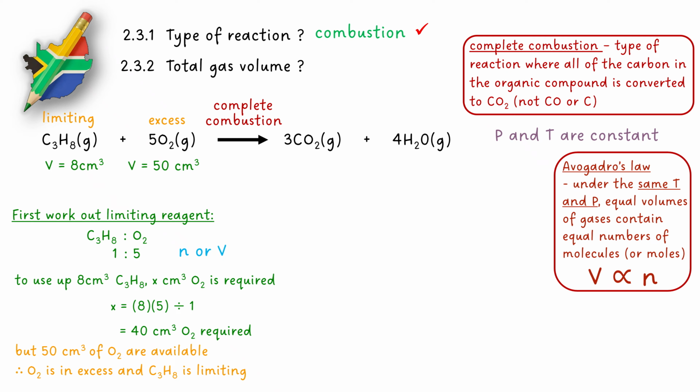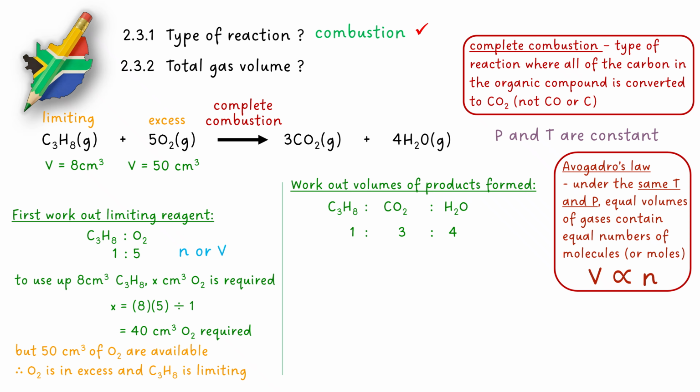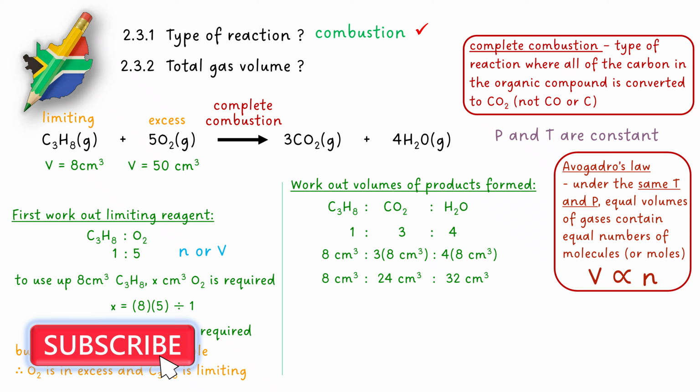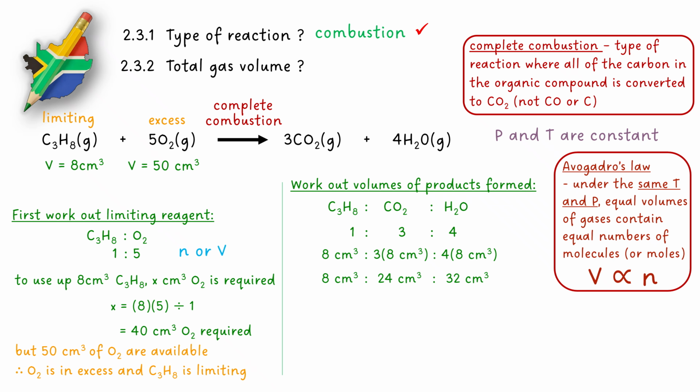Remember, it is the limiting reagent which influences the amounts of the products which can form. Now we can use the limiting reagent to work out the volumes of the products which form. From the stoichiometry, 1 mole of propane produces 3 moles of carbon dioxide and 4 moles of water. So by Avogadro's law, 8 cm³ of propane will produce 3 times 8 cm³ of carbon dioxide and 4 times 8 cm³ of water. At the end of the reaction, there is 24 cm³ of carbon dioxide and 32 cm³ of water.